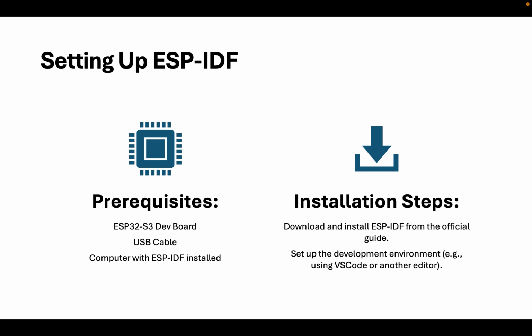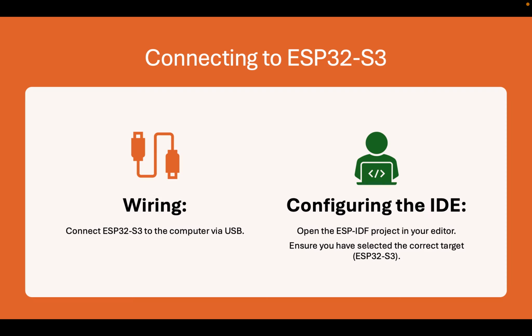The prerequisites are an ESP32-S3 development board, a suitable USB cable, and a computer with ESP-IDF installed. We'll go to the installation steps for ESP-IDF. Download and install ESP-IDF from the official guide. Set up the development environment like VS Code or another editor. Connecting to the ESP32-S3: connect the ESP32-S3 to the computer with the provided USB cable.